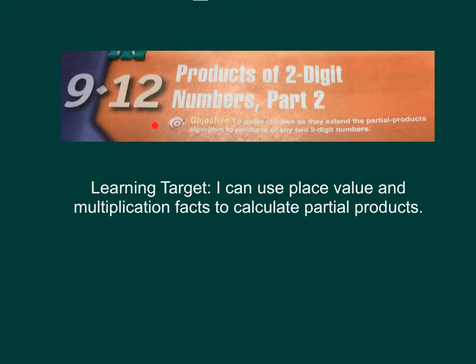Today's lesson is 9.12, Products of Two-Digit Numbers, Part 2. This is a review of yesterday's lesson. Our learning target today is: I can use place value and multiplication facts to calculate partial products.